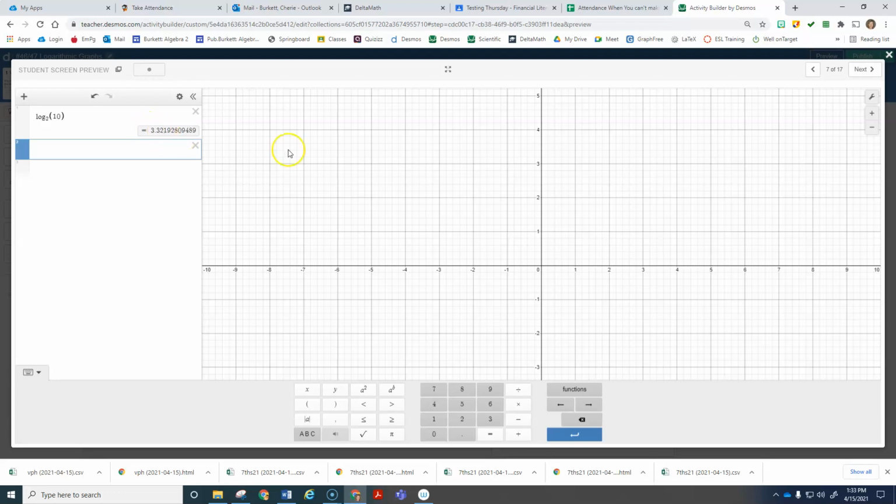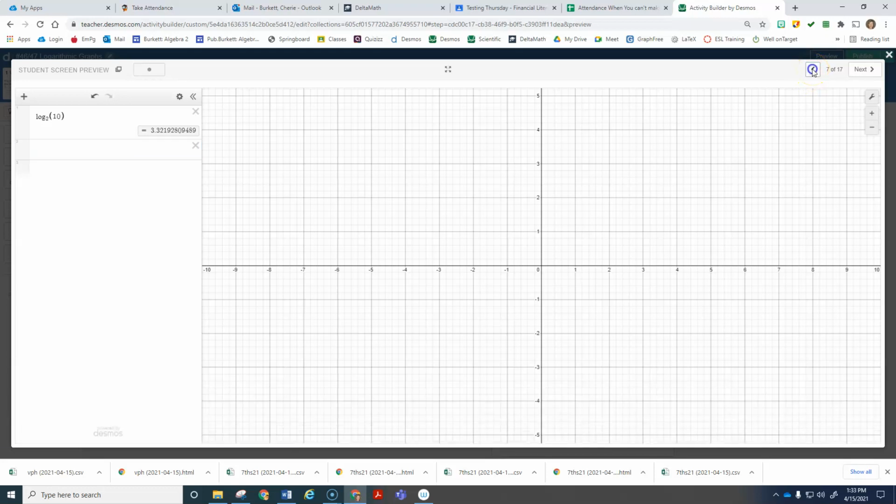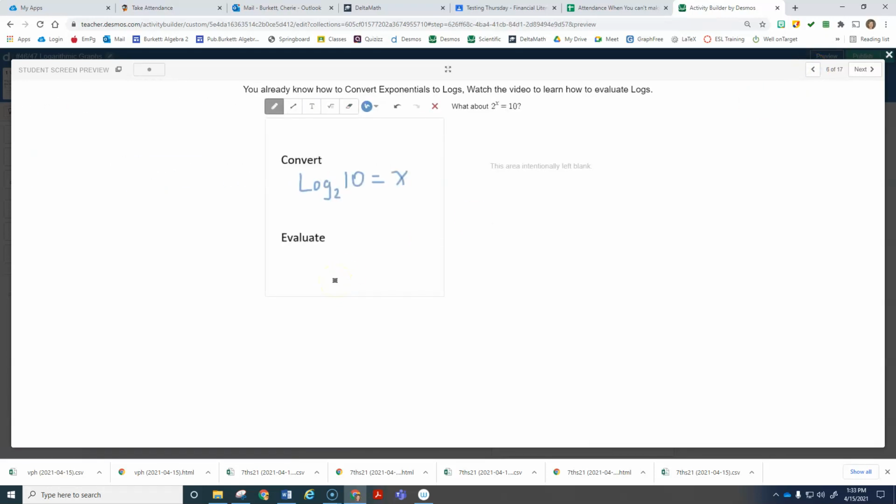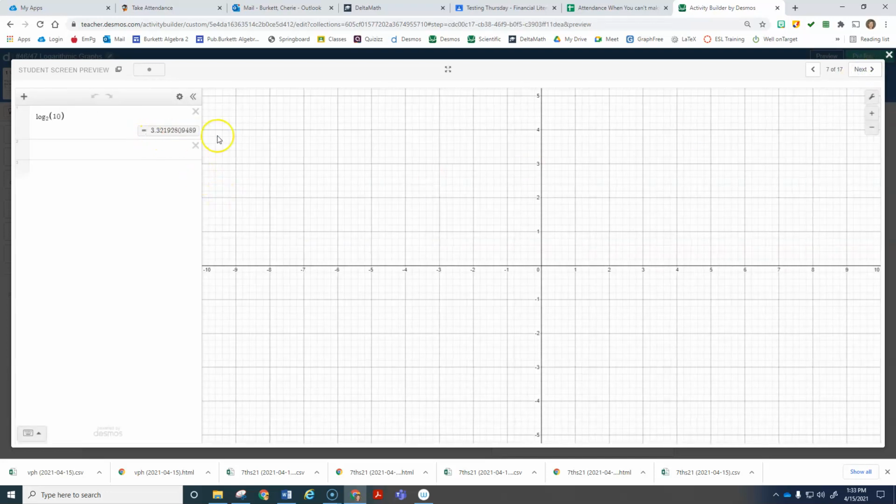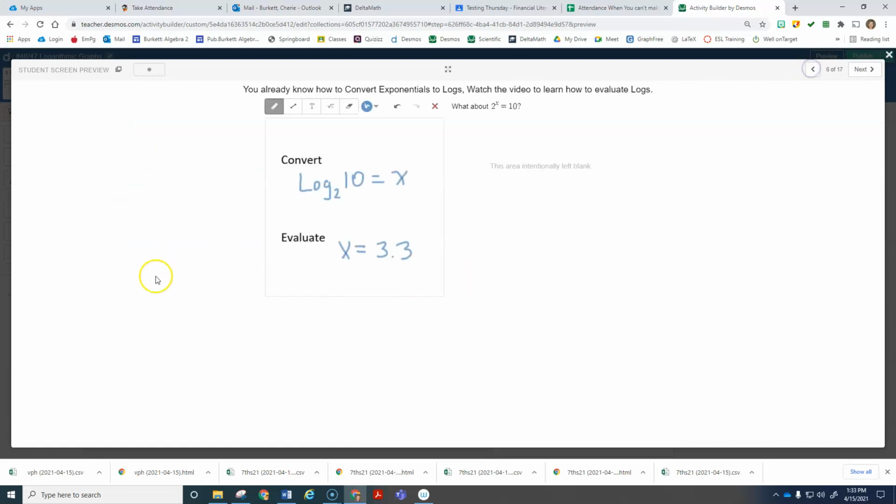So we've evaluated that. What you're going to write down over here is, you'll probably need a rounding rule, maybe 2 decimal places. X is equal to, what did I say it was? 3.3? Yeah, 3.3. So that's how you use the calculator to evaluate.